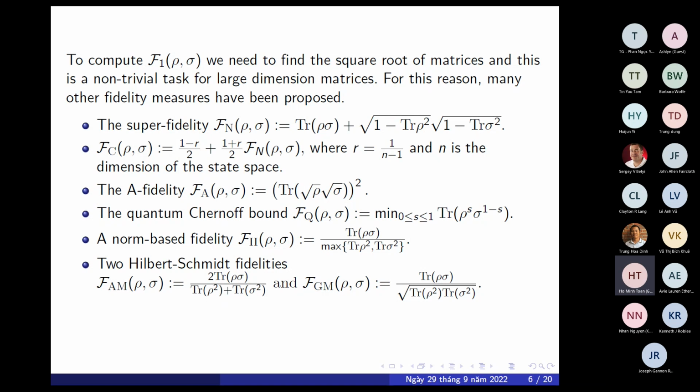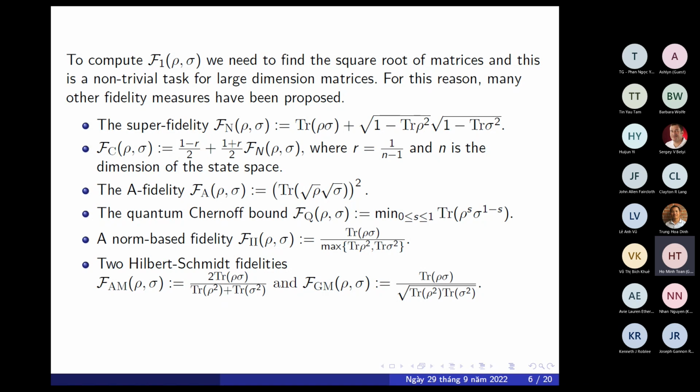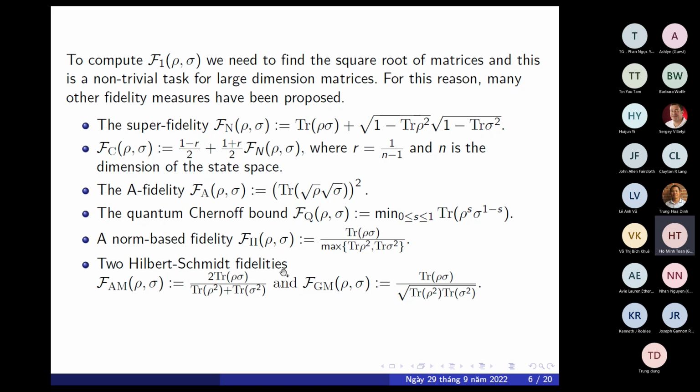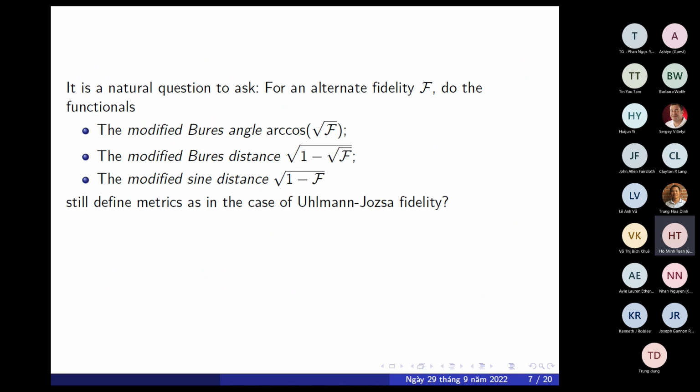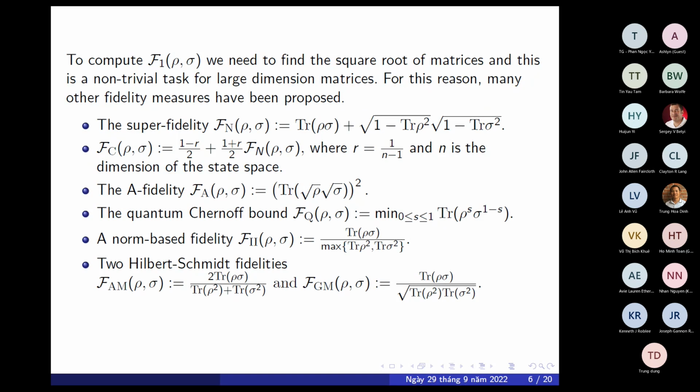It is defined somehow originally from the product of two quantum states. The trace of the product of the two quantum states is divided by some function that usually they name the fidelity. So here is the list of the fidelities we will discuss. Okay.